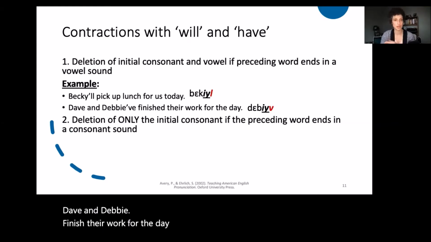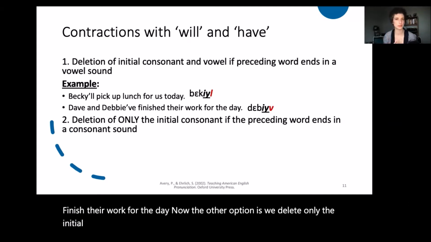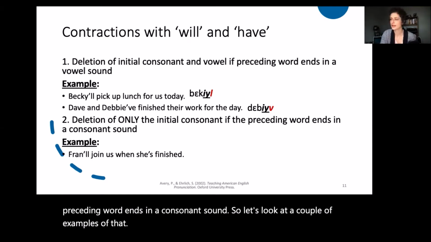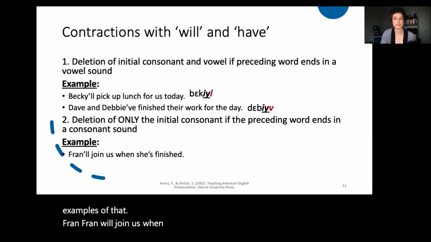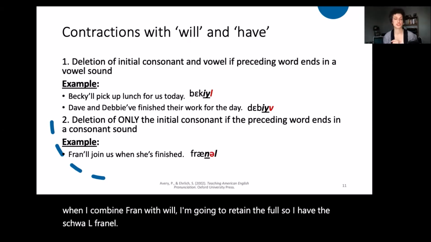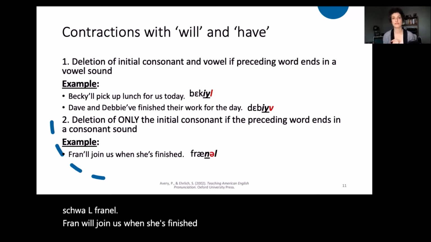Now, the other option is we delete only the initial consonant. That means only the W or only the H sound if the preceding word ends in a consonant sound. Okay, so let's look at a couple examples of that. Fran will join us when she's finished. So Fran ends in a consonant. So when I combine Fran with will, I'm going to retain the L. So I have the schwa L. Fran'll. Fran'll join us when she's finished.